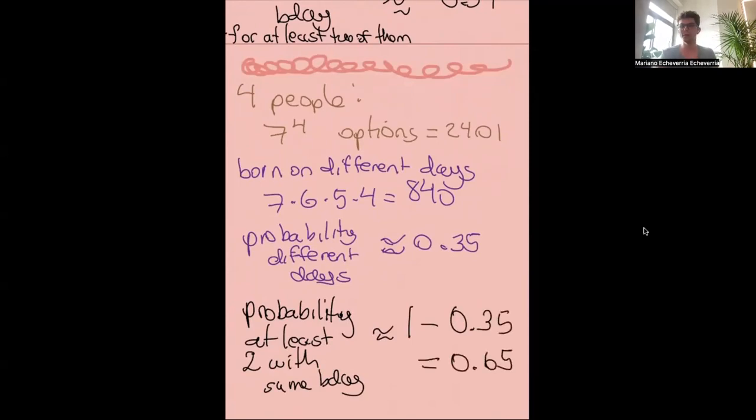So if everyone were born on a day of the week, once you have a group of 4 people, it is more likely than not that 2 will share the birthday. Is that making sense so far?